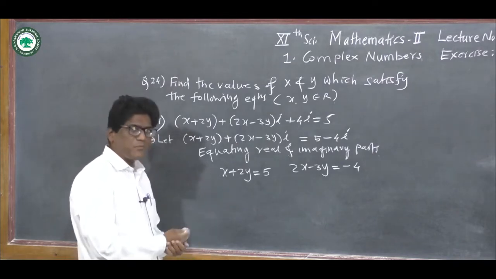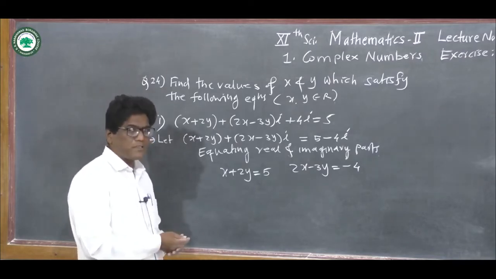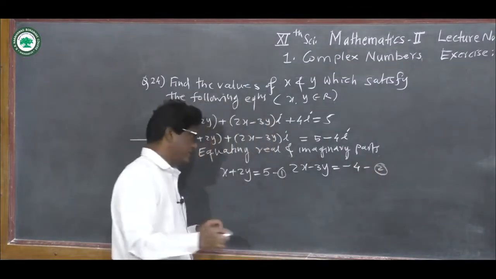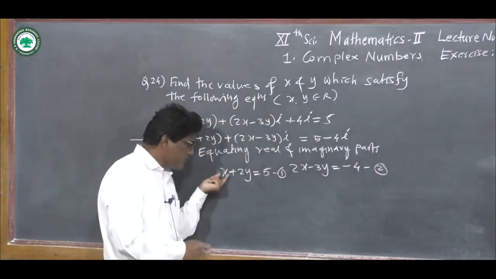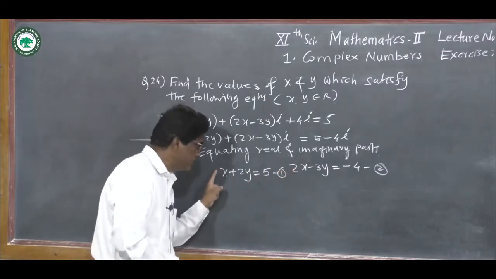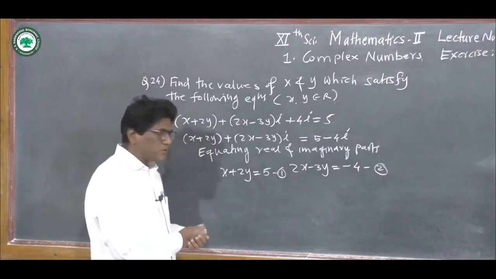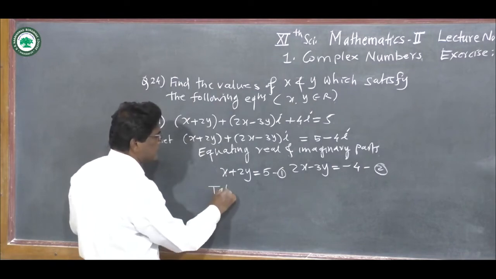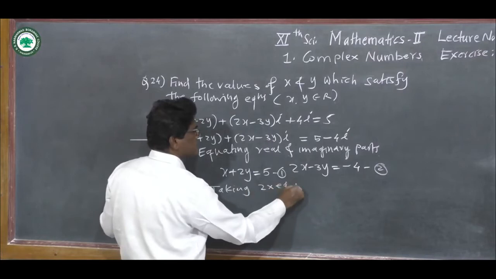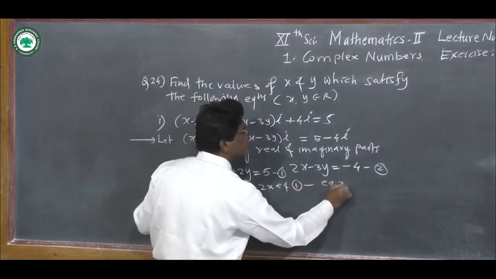We make the coefficient of one variable the same, x or y, and we find the value of the other variable. We call this equation the first equation and this one the second equation. Now we multiply this equation by 2, because here the coefficient of x is 2, and subtract. So taking 2 into equation first minus equation second.